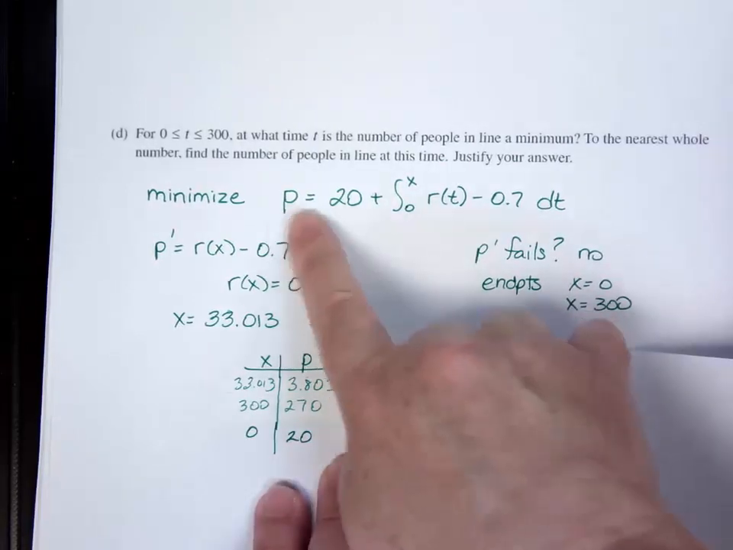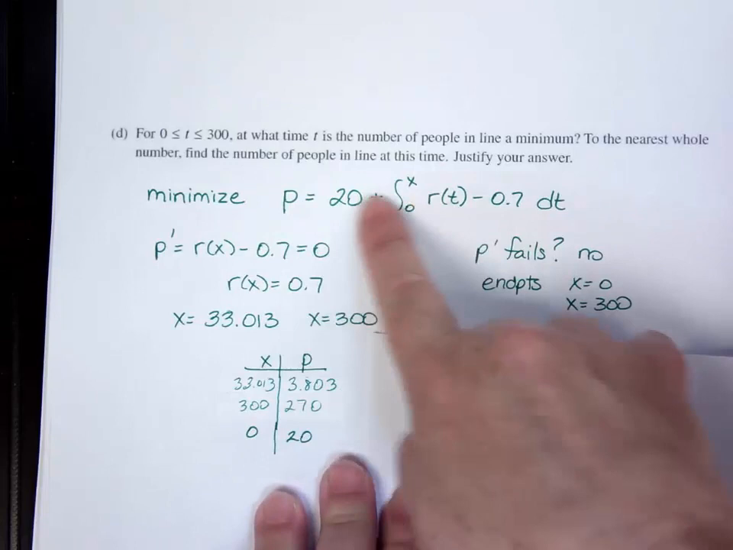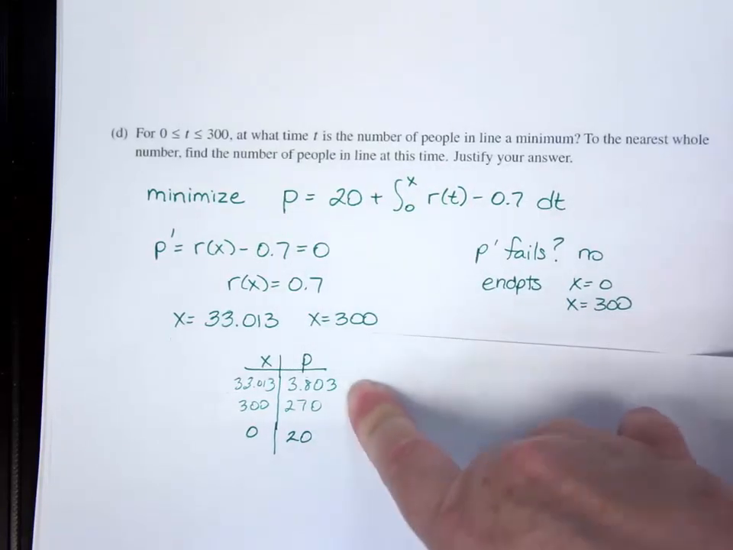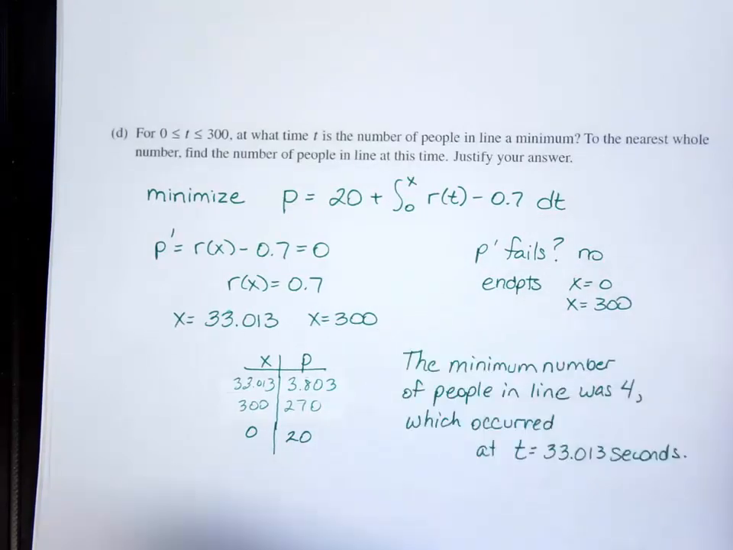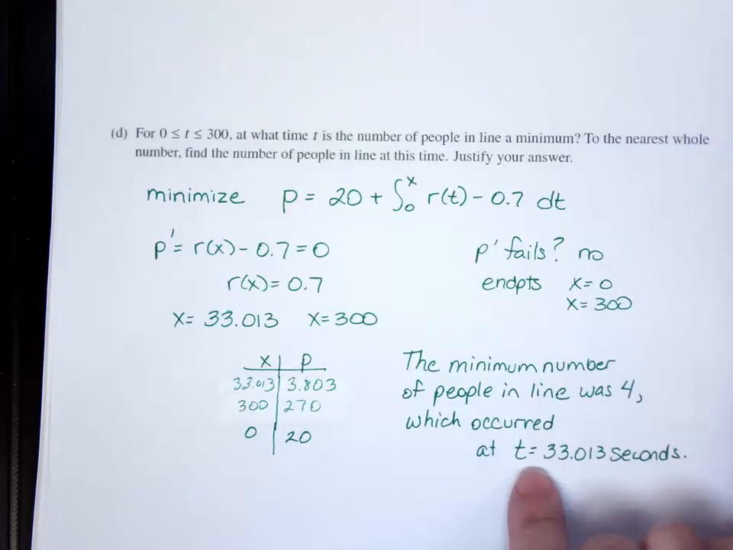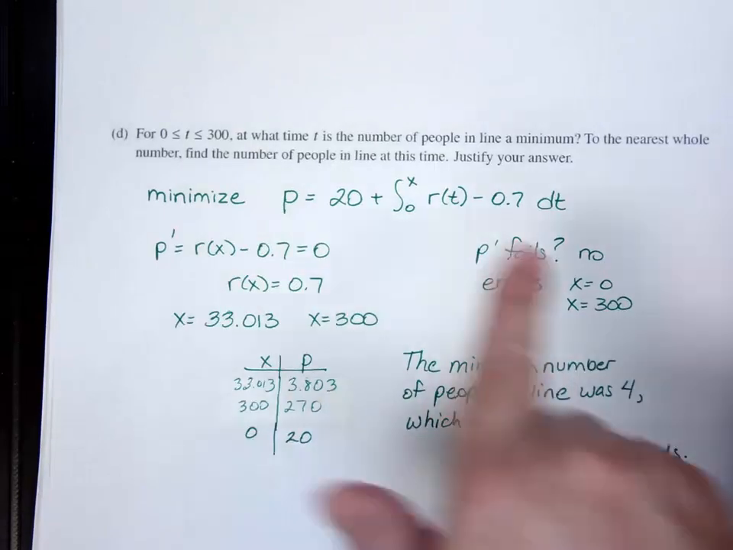So I come back up here, plug in that for my X. That's an integral math 9 on your calculator. And you end up getting 3.803, which is definitely the minimum. So, rounding to the nearest whole number, the minimum number of people in line was 4, which occurred at t equals 33.013 seconds.